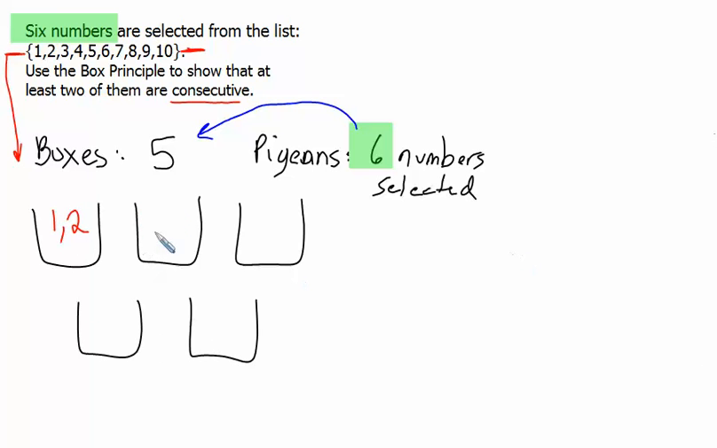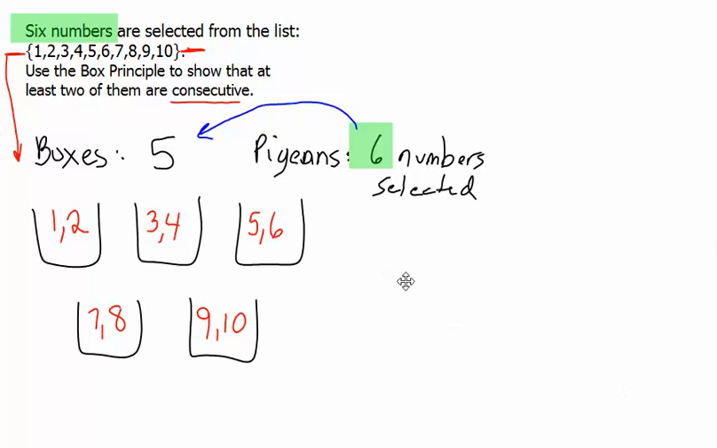So instead of 2 and 3, we can put 3 and 4. Then we'll put 5 and 6. Again, they are consecutive, and we're not reusing a number. 7 and 8. And finally, 9 and 10.